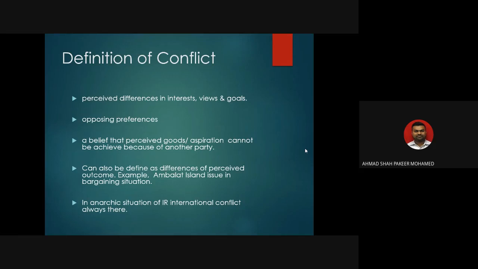For example, the Ambalat issue is a bargaining situation. Conflict occurs in the world, for example the war on terrorism, right? So each group actually has its own interest. For example, the IRA, the Irish Republican Army, in the UK itself, wanted to have their own independence in Northern Ireland. Bear in mind, Northern Ireland is a part of Great Britain. So they feel that Northern Ireland belongs to the island itself.